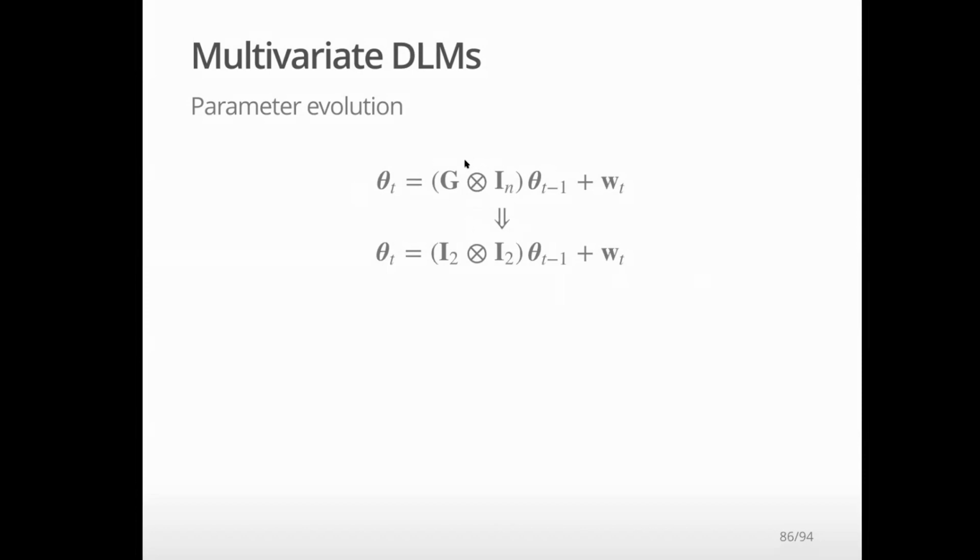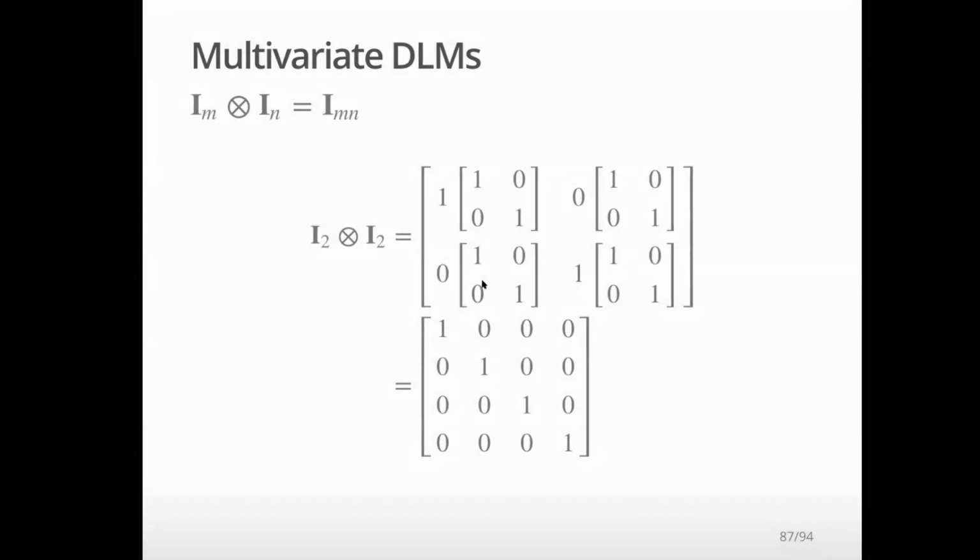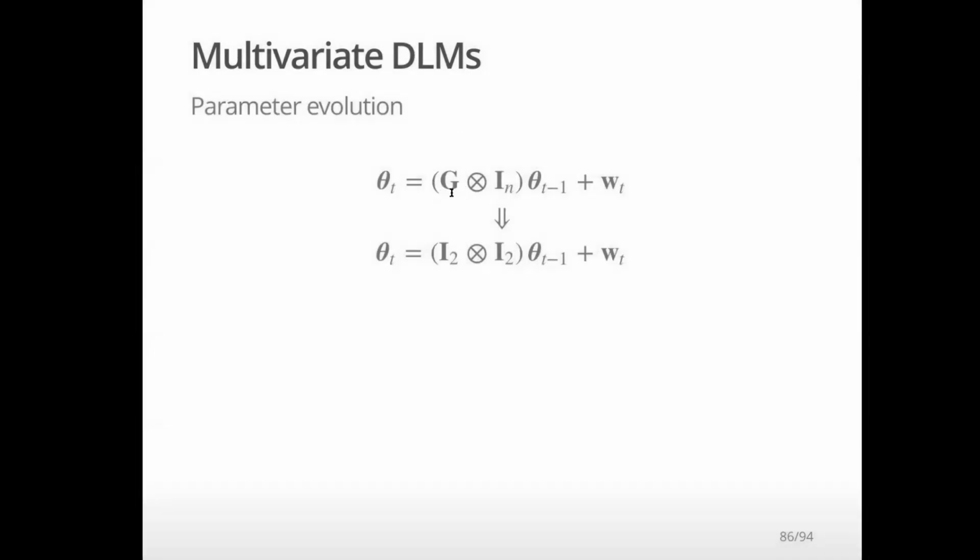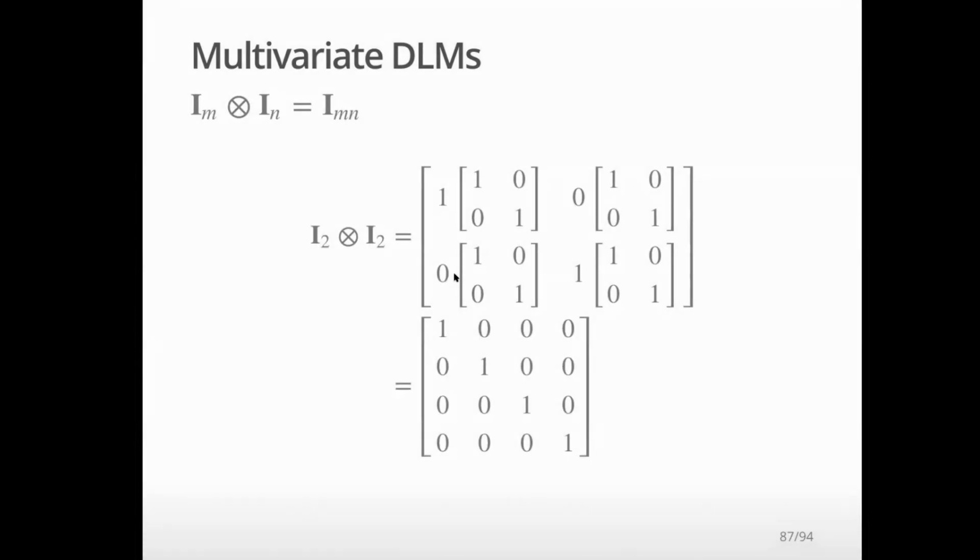So here we said it was G Kronecker product I. We're going to replace G with I. So now we're just going to do the Kronecker product of two identity matrices. And the good news is that this math is super simple because any two identity matrices that are multiplied by a Kronecker product just result in a large identity matrix where it's just the combination of these two dimensions. 2 by 2, 2 by 2, the result has to be 4 by 4, and it will itself be an identity matrix.